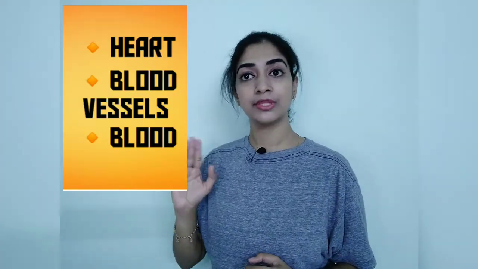Today I'm going to take a very interesting chapter for you, the circulatory system. The circulatory system is also known as the blood vascular system. The blood vascular system mainly consists of three components: the heart, the blood vessels and the blood. Now let's first take a look at the heart.